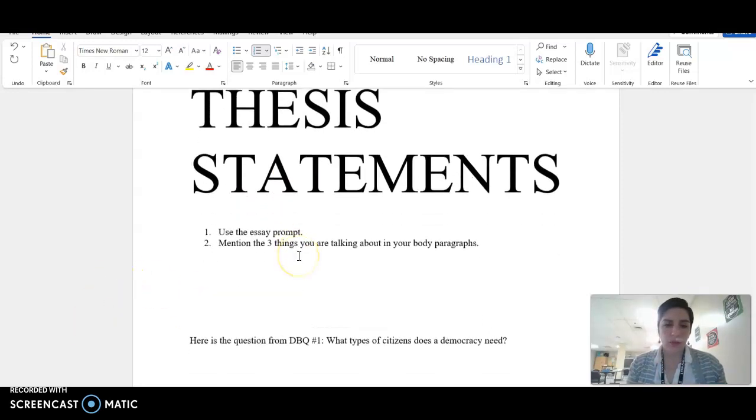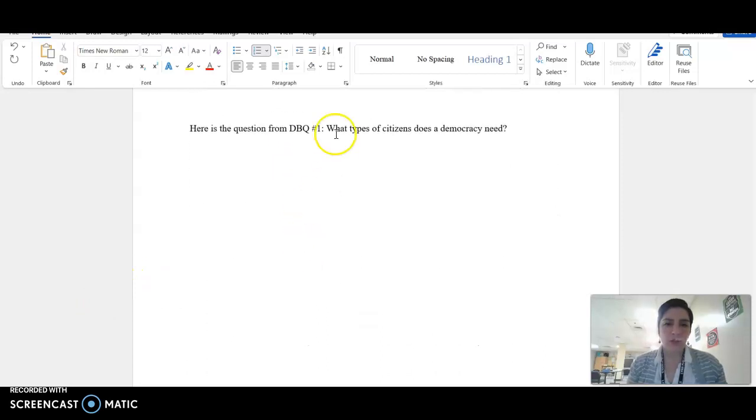All right, so let's scroll down a little bit. This was the question from the first DBQ. What type of citizens does a democracy need? Now, I'm going to just remind you guys the 3 types of citizens that they talked about were responsible citizens, participatory citizens, as well as justice-oriented citizens. So the first one, we're going to say it was personally responsible citizens. The next one was participatory citizens. And then the last one was justice-oriented citizens.